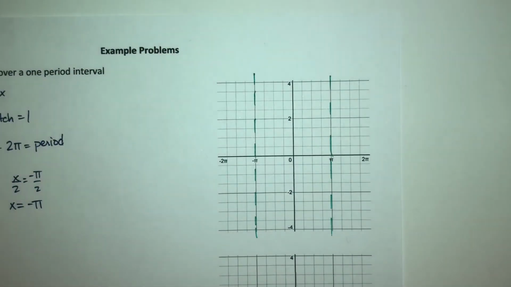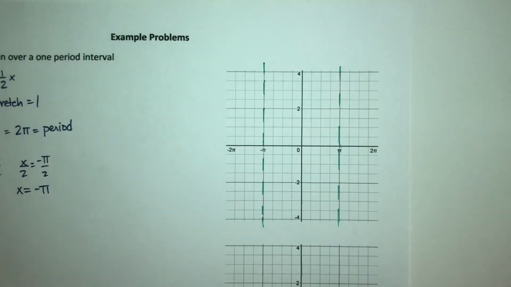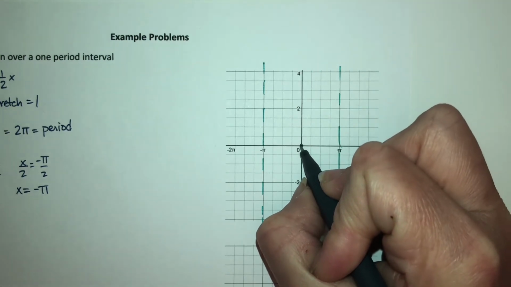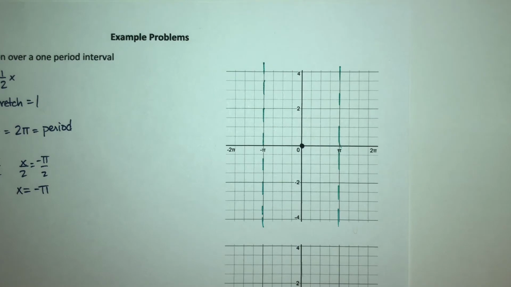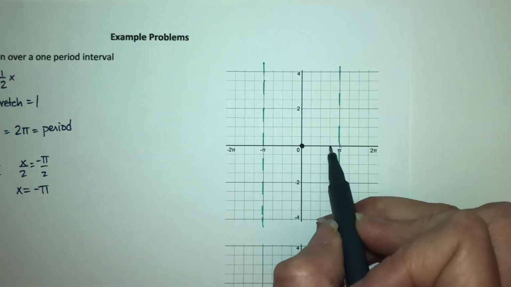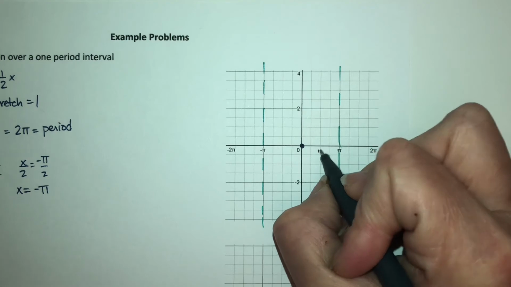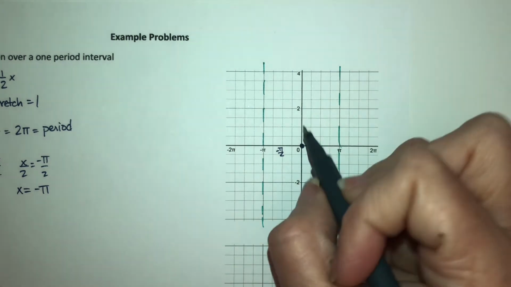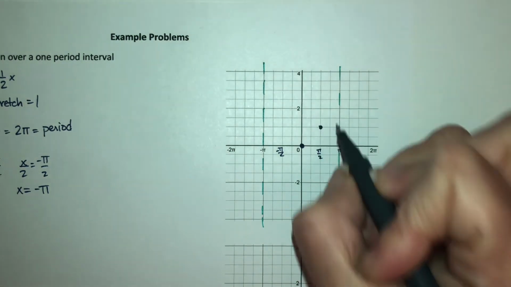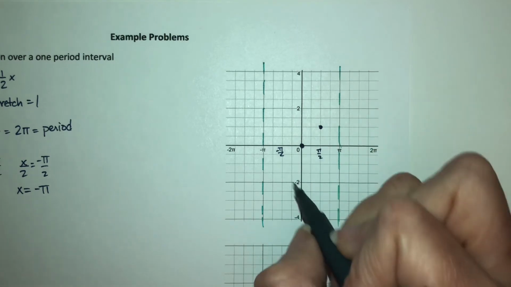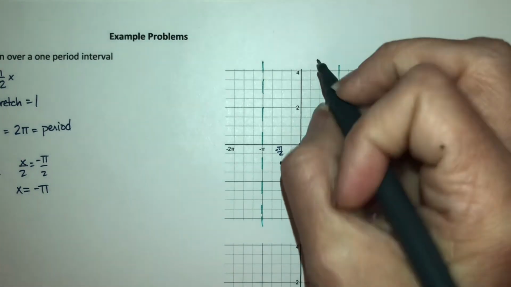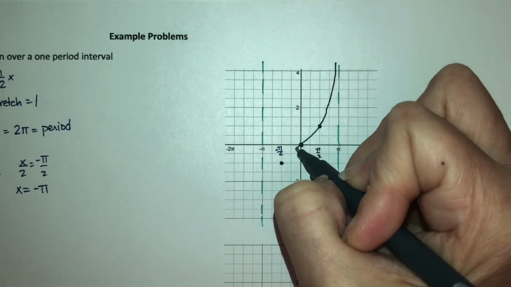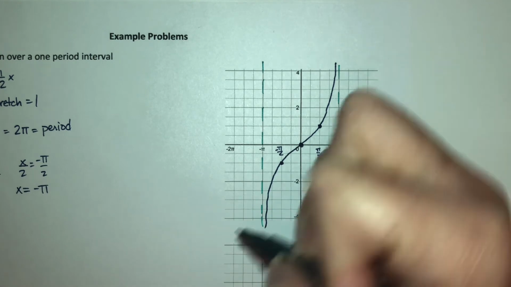Okay, there's no phase shift or anything, so we're not moving things around, and tangent of 0 is 0, so I have that point there. And then we break it up into 4 equal pieces, so this one's fairly easy. That will be pi over 2 there, and this is negative pi over 2. And tangent of pi over 2 is 1. Tangent of negative pi over 2 is negative 1. So I have that basic graph.